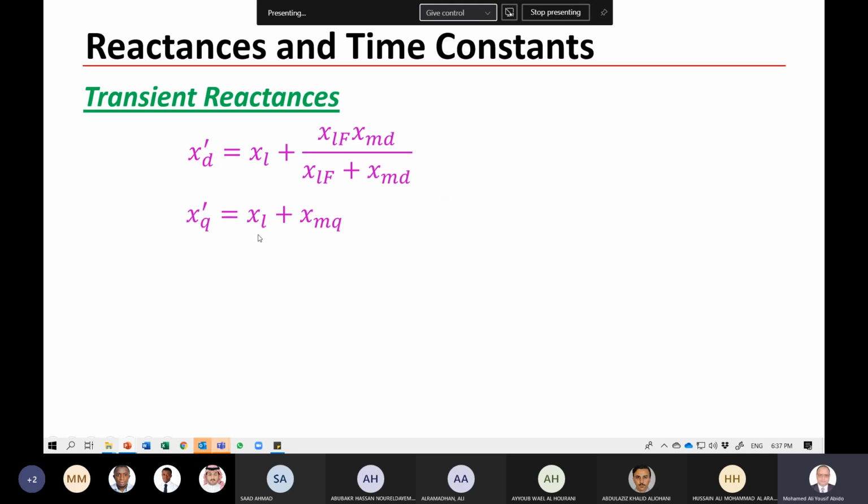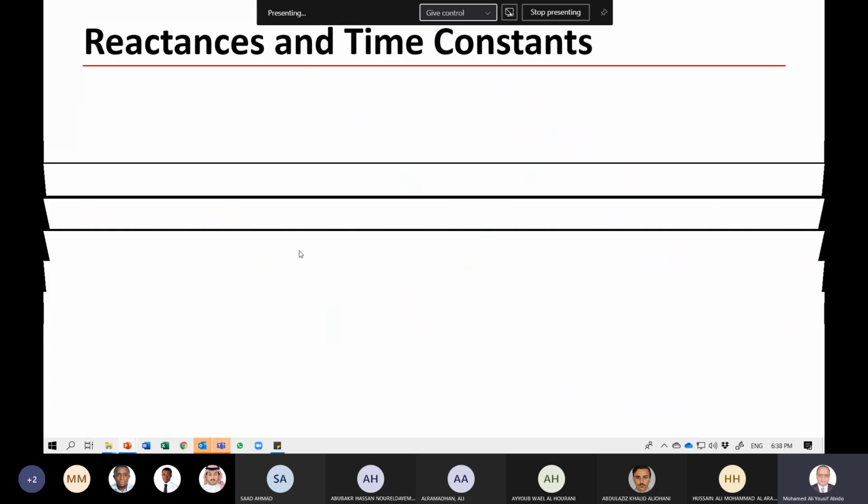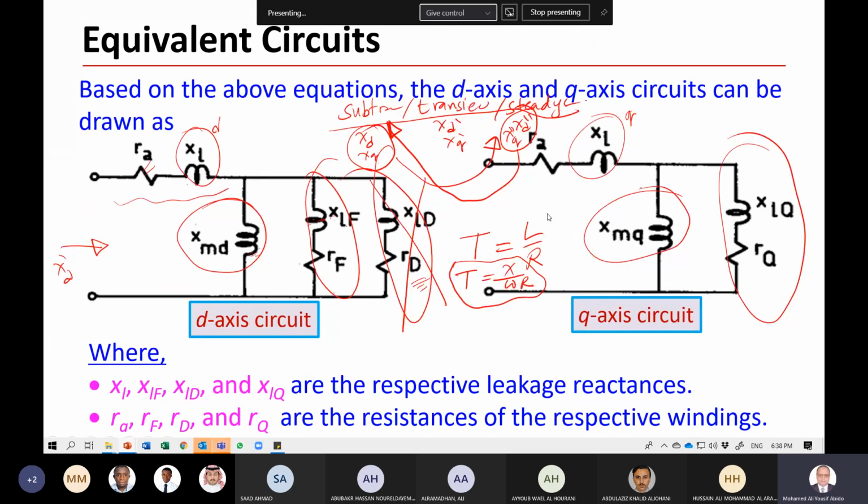And we will continue. So Xq prime, we can have the same if you look at the circuit from here. This is the transient, so the impact of this damper winding will not be there. So we have Xl plus Xmq. So this is Xq prime. And we can continue later on to find Xd double prime, Xq double prime, and also the time constants of these circuits. If you have any question, please ask.